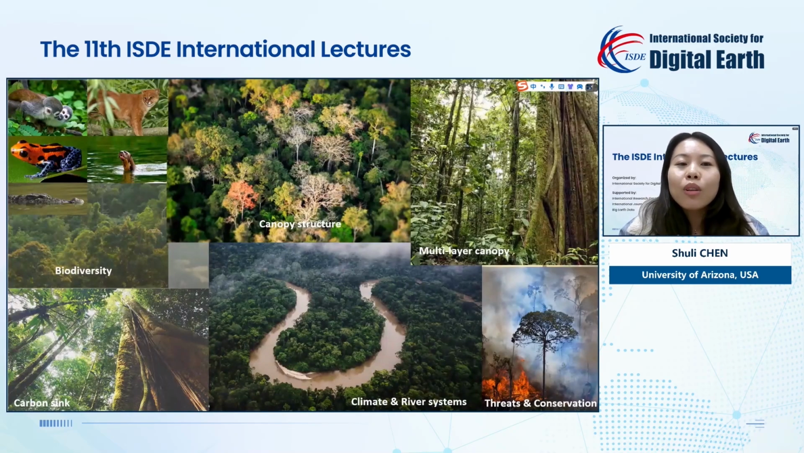And here I'm going to talk about the Amazon forest. What's your first impression of the Amazon forest? Maybe you think about its huge biodiversity, very complex canopy structures with multiple layers, or that the Amazon forest acts as the largest carbon sink in the world. Or you may also think about its widespread river systems.